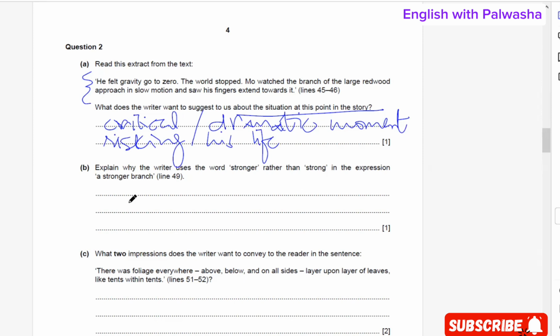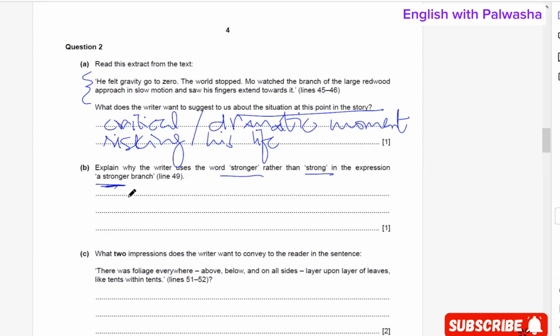And then we have questions where the words will be picked up. You are going to explain why the writer uses the word stronger rather than strong in the expression stronger branch. So why has he used this one adjective? He used the comparative degree of adjective: strong, stronger, strongest. So why has he used it?